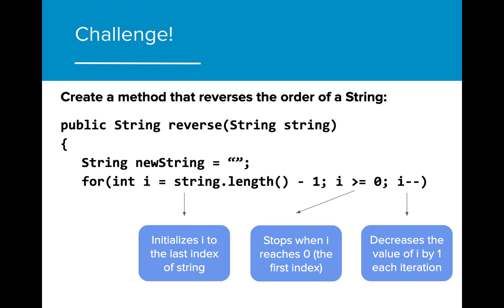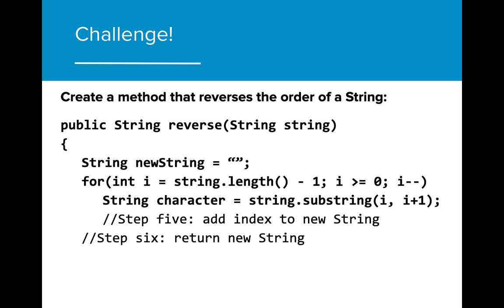We then set the increment to a decrement of 1, so each time through the for loop, the value of I decreases by 1, and the index of the string is 1 less. Once I is less than 0, the for loop stops, as we've gone through all of the indices of the string. Just as before, we want the individual characters from the string, so we can call substring I, I plus 1. We then add the character to the string newString. This way, newString starts with the last character of the original string and ends with index 0 of the original.